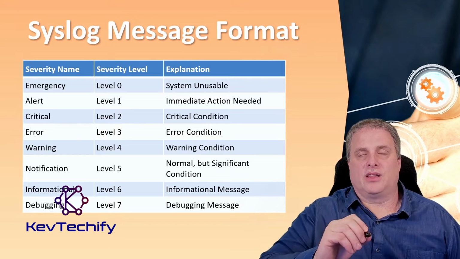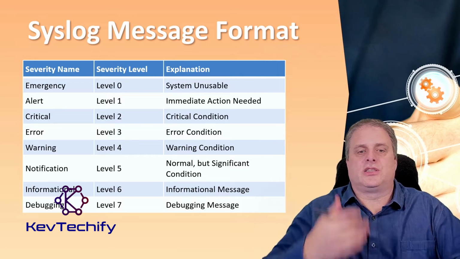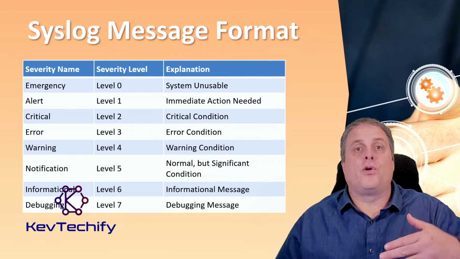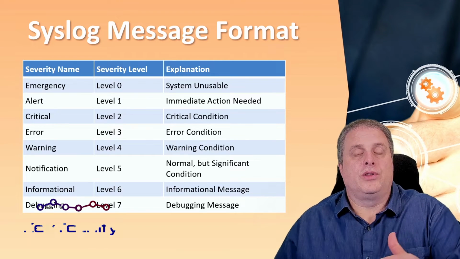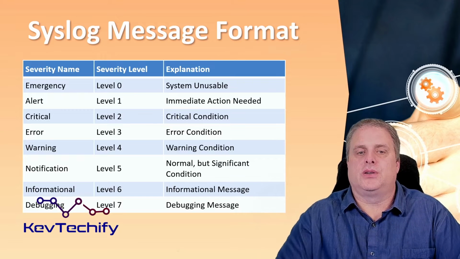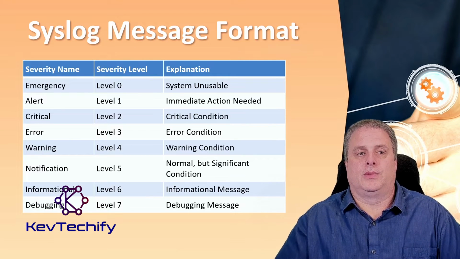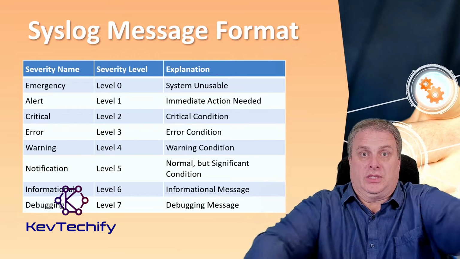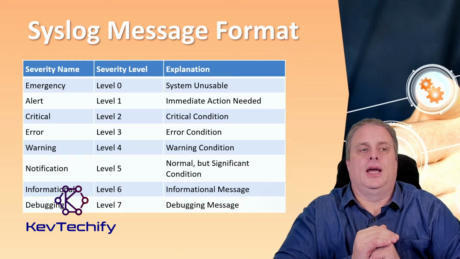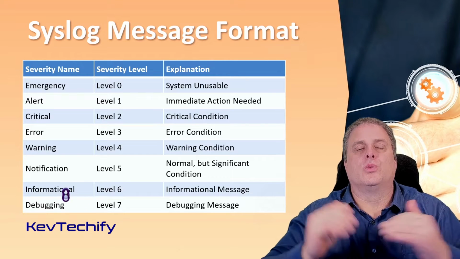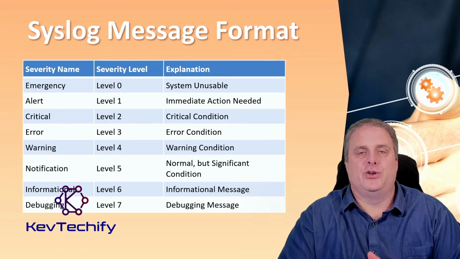So if it's level 7, that's just a simple debugging message, and that's just the system popping up. Level 4 is a warning. So nothing is wrong with your system, there's just maybe the possibility. 3 is an error. 2, you have a critical problem. 1, we're sending you a notification saying you need to look at this right now. And then level 0, the worst level, is an emergency, and the system is unusable.